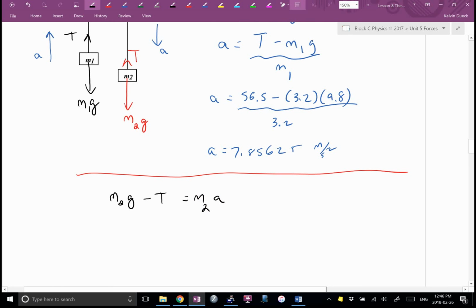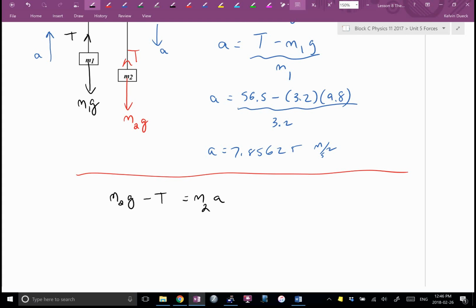Let's do a quick check. M2 is what I'm trying to find. Do I know G? Do I know T? Do I know A? So I should be able to find M2, but there's a problem. How many M2s do I have in this equation? 2. How many would I prefer? 1 would be nice.